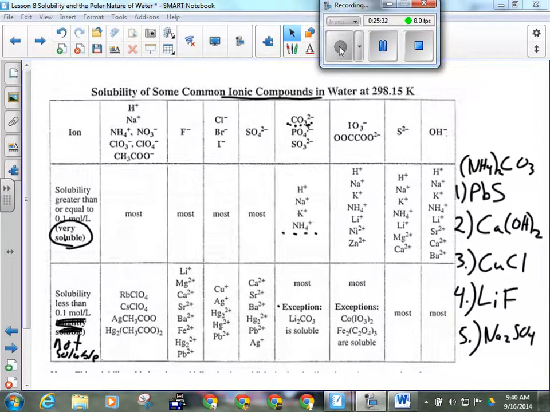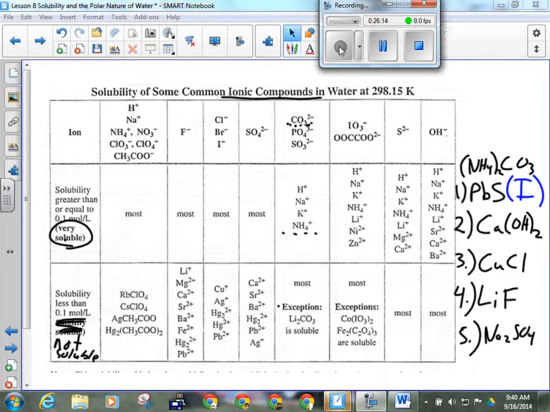On this chart, are there going to be times you don't see the metal listed specifically? Like in the first one, with lead and sulfide. If I look at lead sulfide here, I see here's sulfide. It's soluble with hydrogen, sodium, potassium, ammonium, lithium, magnesium, and calcium. And then under here it says it is not soluble with most things. Well, since lead's not listed here, lead is with most. So is this compound soluble or not? It is not soluble, so this is insoluble. We would put an I beside that one. Everyone follow how that works?